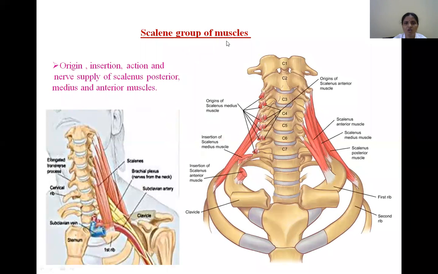Then what are the Scalene group of muscles? See, Scalene group, as I told, it includes posterior, medius and anterior. So the scalenus anterior, what is the origin? Scalenus anterior takes origin from, here you can see this is anterior muscle, behind that this is scalenus medius and this is posterior. So these scalene muscles take origin from the transverse process, means these are the costal elements of the cervical vertebra down to the first ribs, first 2 ribs only. First and second ribs receive the insertion.